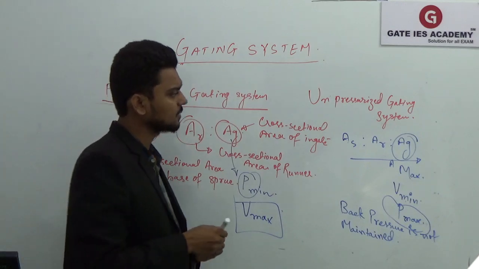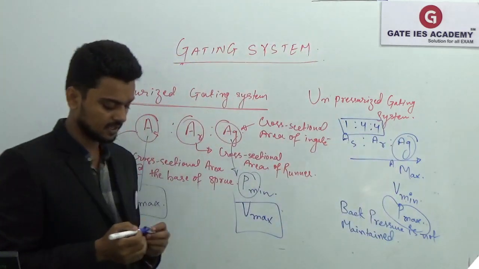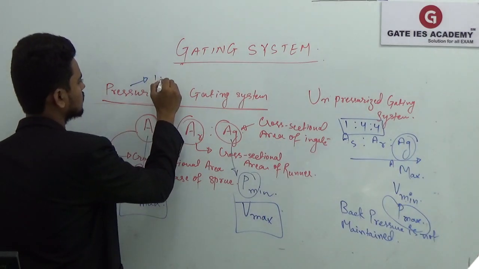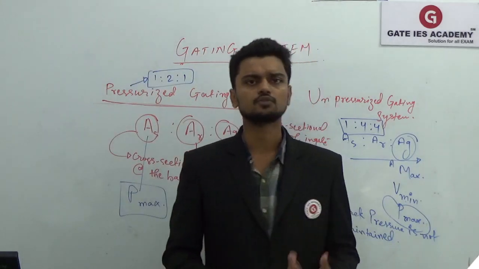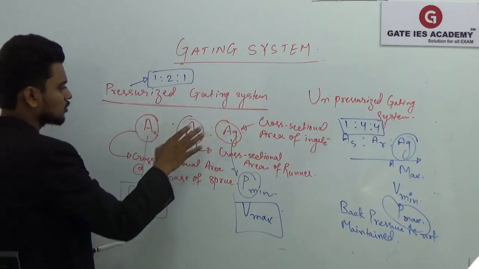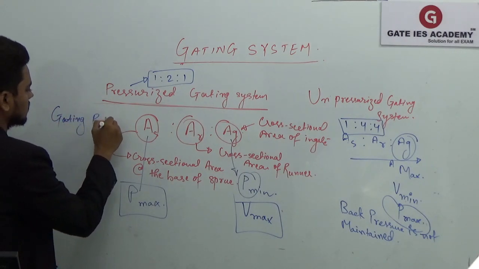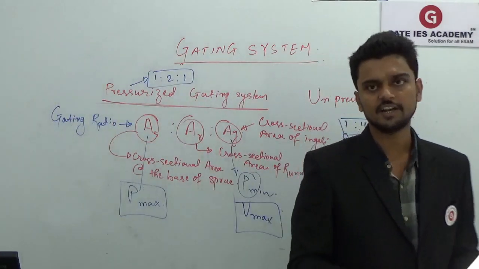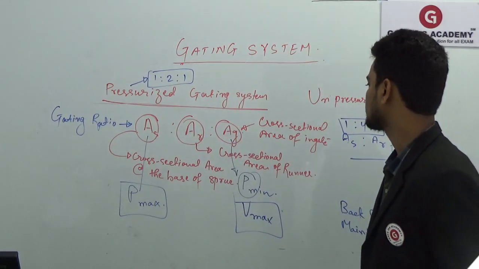In the unpressurized gating system, the gating ratio is generally 1:4, which you will have to remember, and in the pressurized it is 1:2:1. So pressurized is 1:2:1. You will have to remember that. Sometimes in an exam they will directly ask you what the ratio is. This ratio of cross-sectional areas is known as the gating ratio. The gating ratio is the ratio of the cross-sectional area of the sprue at the base, then the cross-sectional area of the runner, and then the ingate or gate.